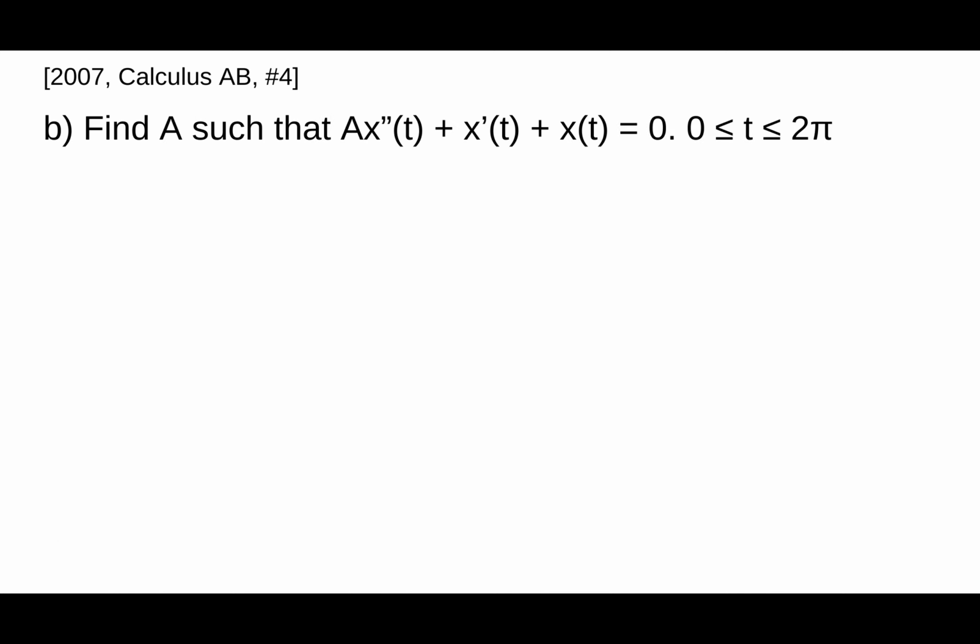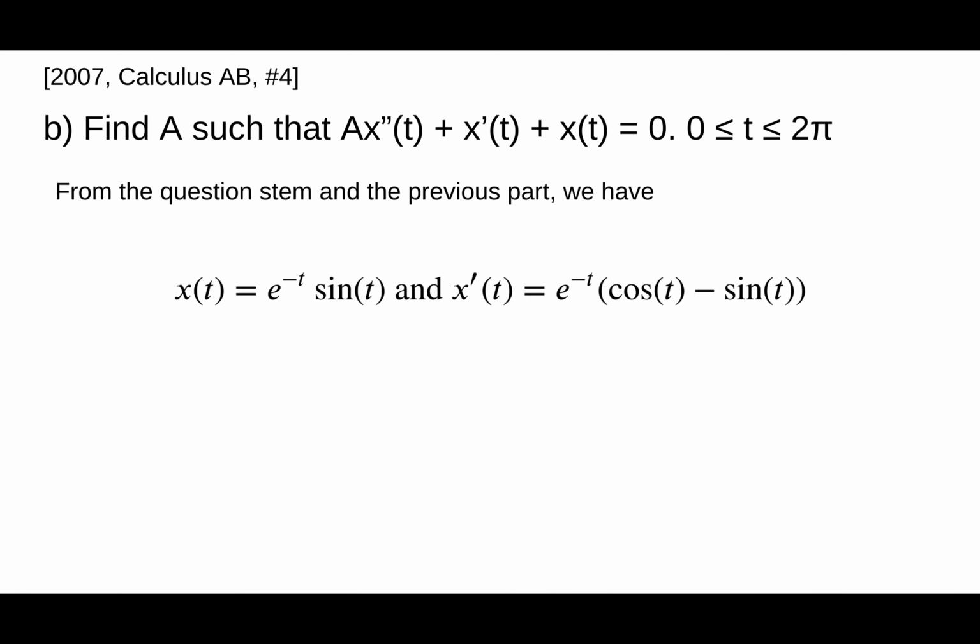Part B of this question, find capital letter A, a constant, such that a times x double prime of t plus x prime of t plus x of t is equal to 0. And again, noting that this is only going to be defined for values of t between 0 and 2 pi. All right, so from the question stem and the previous part, we have the position function, e to the negative t sine of t, the velocity function, x prime of t, which is e to the negative t times cosine t minus sine t.